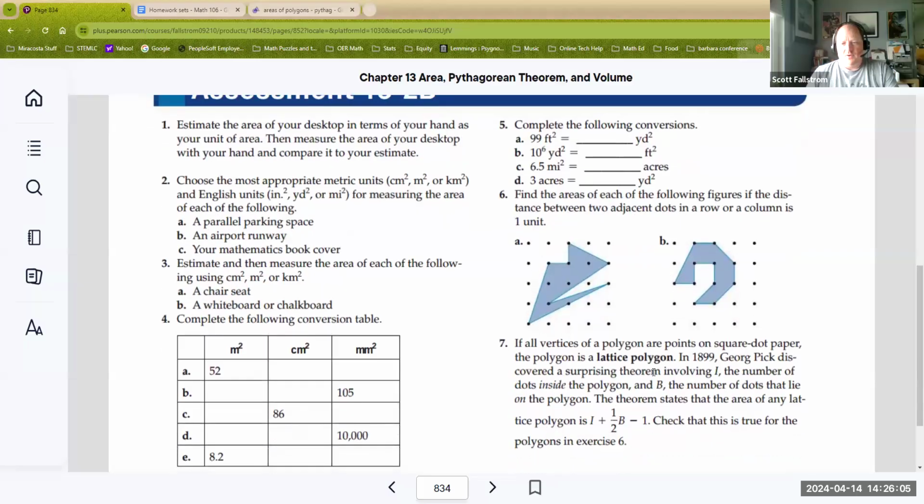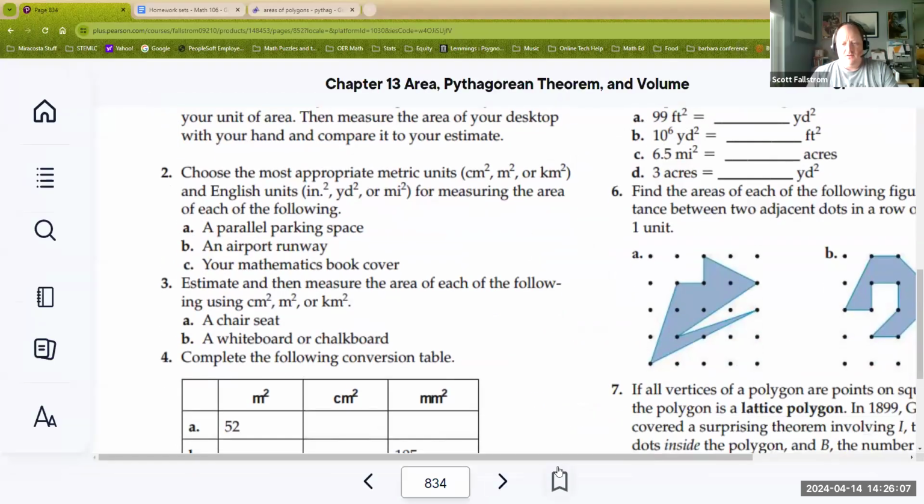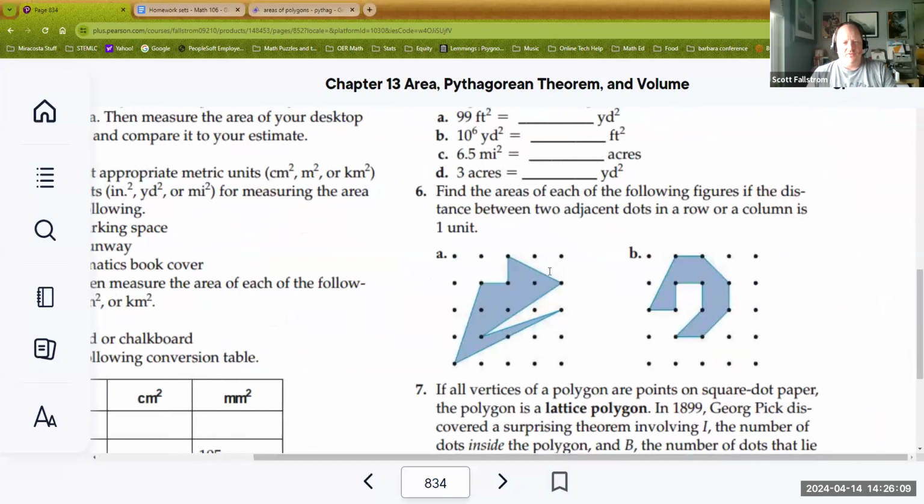Hello, students. Got a couple questions come in through email here in section 13.2. First one was about question 6. There's an A and a B, so why don't I do A and then I'll leave B for you, maybe if you want to do it the same way.